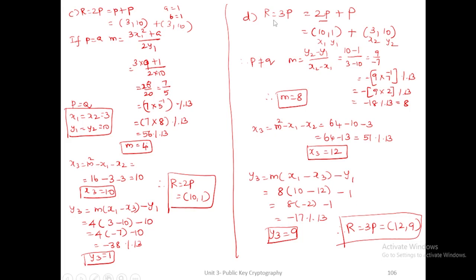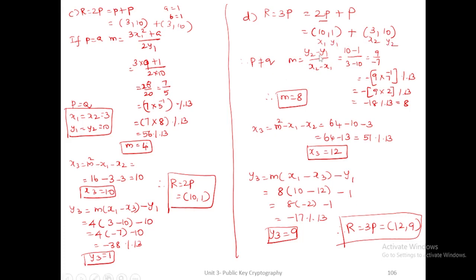And the fourth calculation is R = 3P. Either you do P plus P plus P, or otherwise you can rewrite 3P as 2P plus P. I already calculated the 2P value, so the 2P value is (10,1), and the P value is already given, it is (3,10). Let us take these values and substitute them as x1, y1, x2, y2. These two values are different, so we should do the slope calculation.